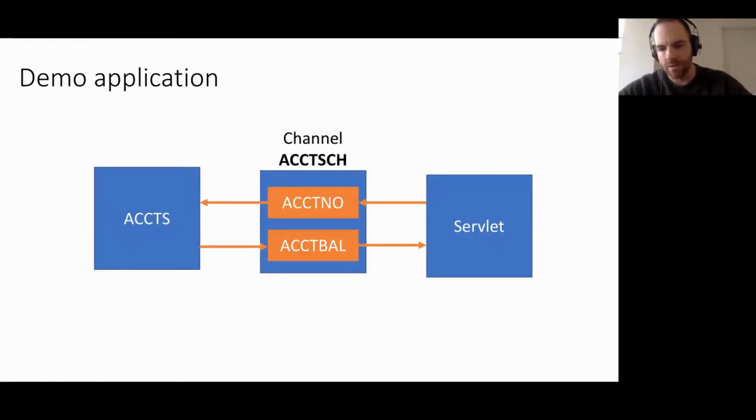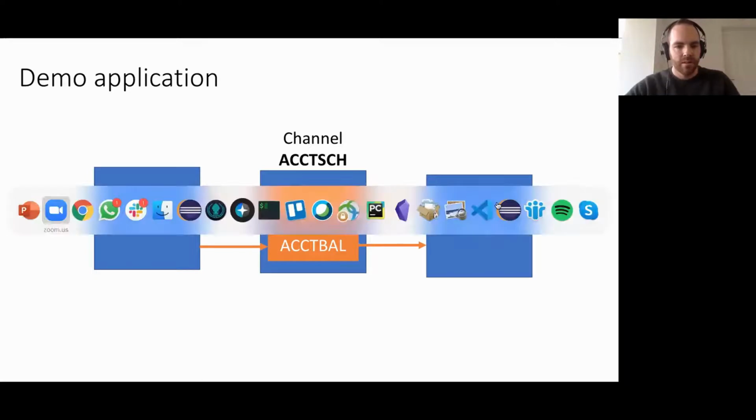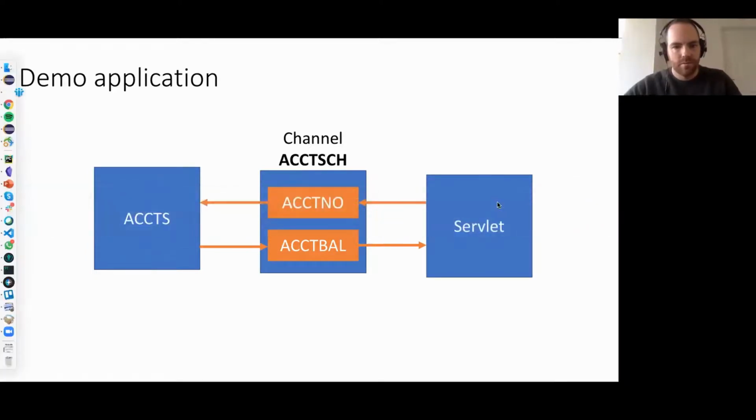So we have a servlet. In our servlet, we're going to link to that program using the JCICS API, using channels and containers. We're going to pass the account number in via a container called account number, and then the backend program is going to respond with the balance for that account in an account balance container. And then our servlet's going to serve the response as a JSON document. So we could conceivably use that in a front end web application or something like that. I'm going to switch over to Eclipse now.